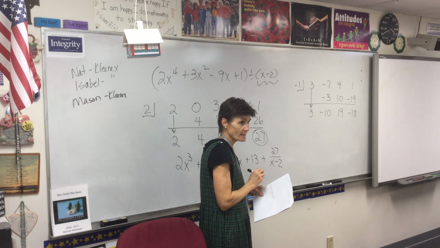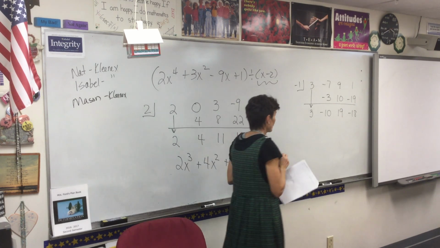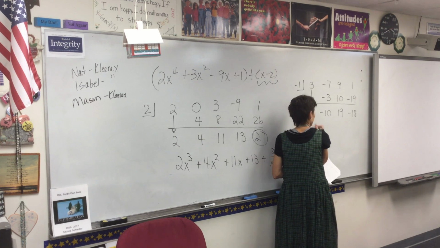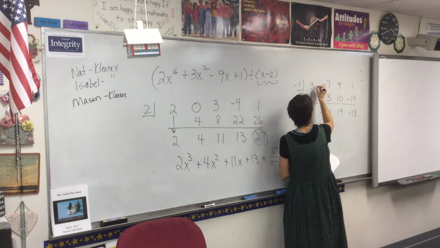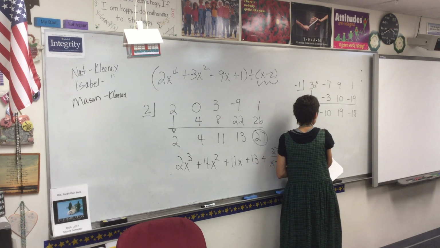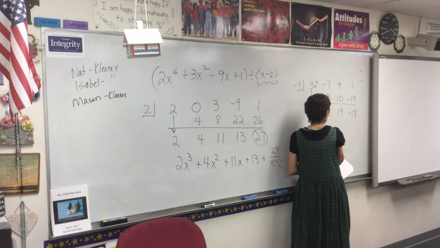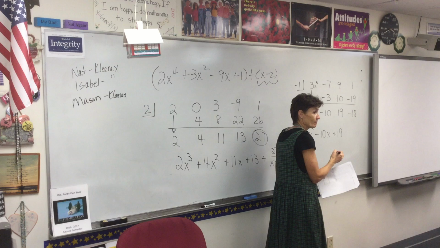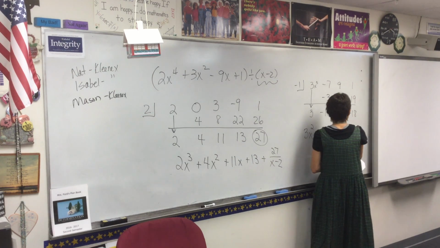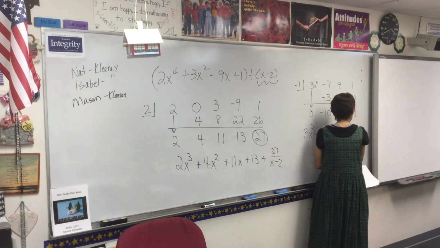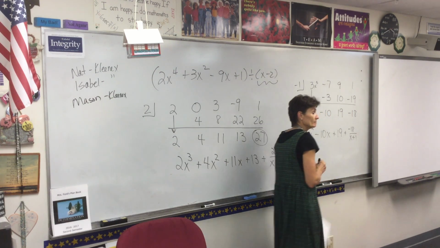Everybody okay with the process? Now we write our answer. What's our answer? 3x squared. Remember, it goes down 1. This was a cube to start with, so it goes down 1. So it's 3x squared minus 10x plus 19 plus 18 over x. And then your remainder is -18 over what I divide by, x plus 1. Yep.